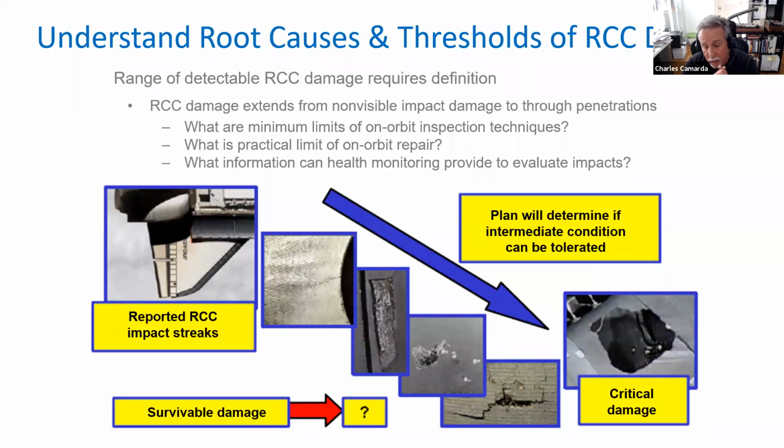So what we do is we look at all the different ways we've had damage in the past on space shuttle. You could have coating chips come off as shown here.